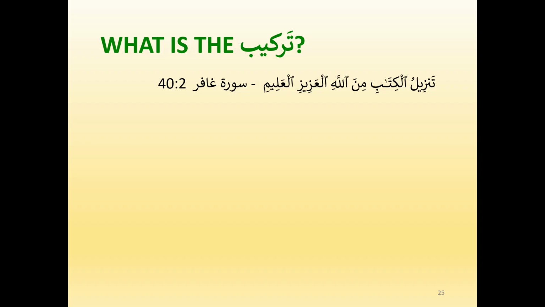Ismiyah. So in terms of Tarkib, where is the Mubtada? Where is the Habar? Okay, Tanzilul Kitabi is the Mubtada. Then Min Allahil Azizil Alim, this whole will be Shibu Jumla Mutaliq bil Khabar.